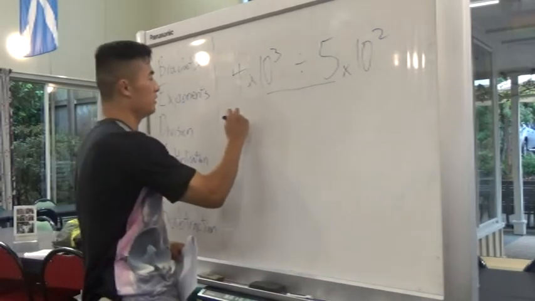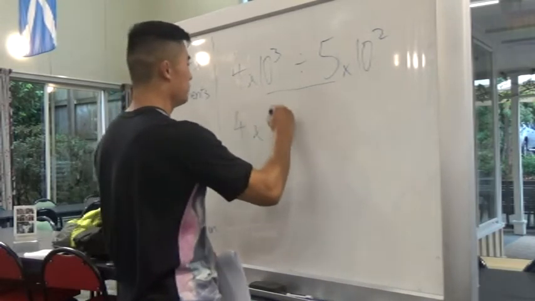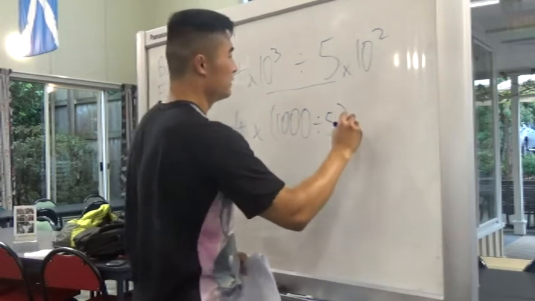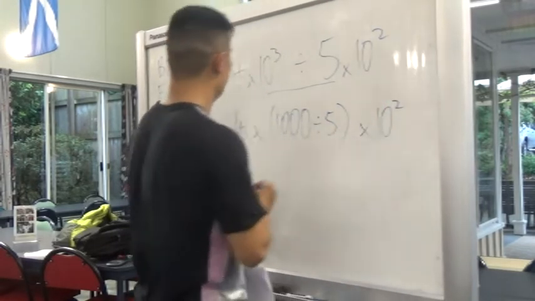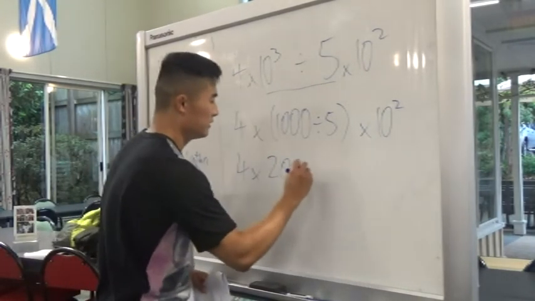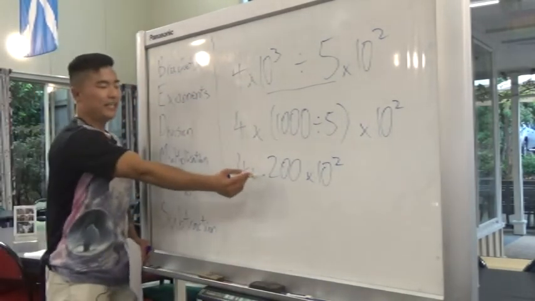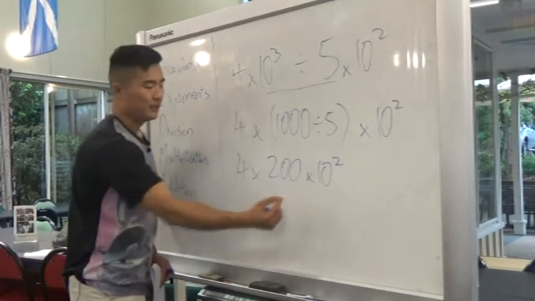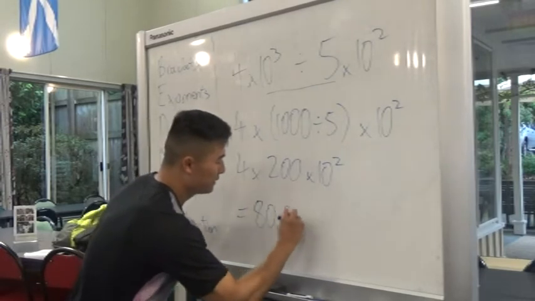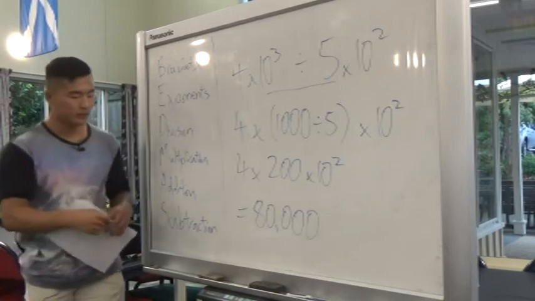So 10 to the 3 is just 1,000. So 4 times 1,000 divided by 5 times 10 to the 2. So that's going to become 200. 4 times 200 times 10 to the 2. So that's going to become 4 times 200 is 800 times 100. And that's going to become 80,000. But that's not what we wanted to do.